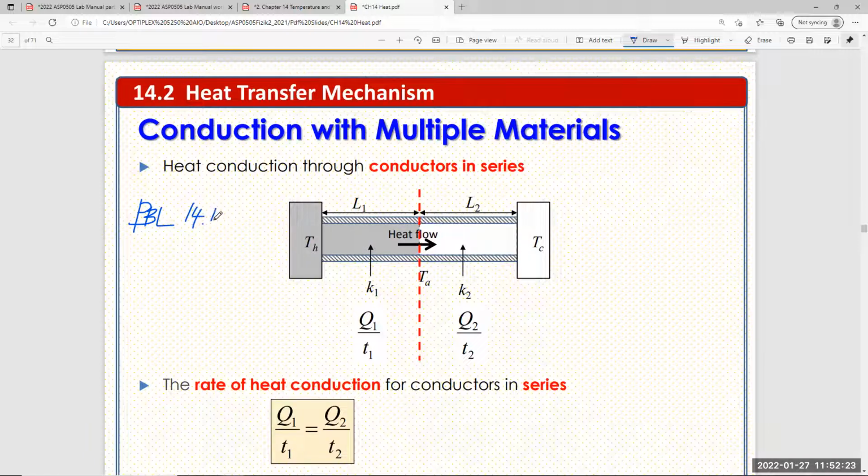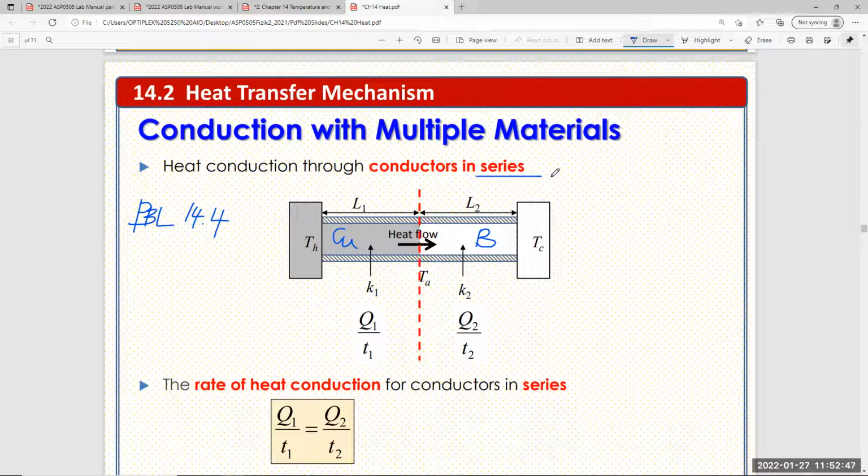PBL 14.4, something like this. You have two materials. One is copper. I can put copper first, then it is welded, which means it is joined with brass, which I call B. You put them in series. So this is what we call series.